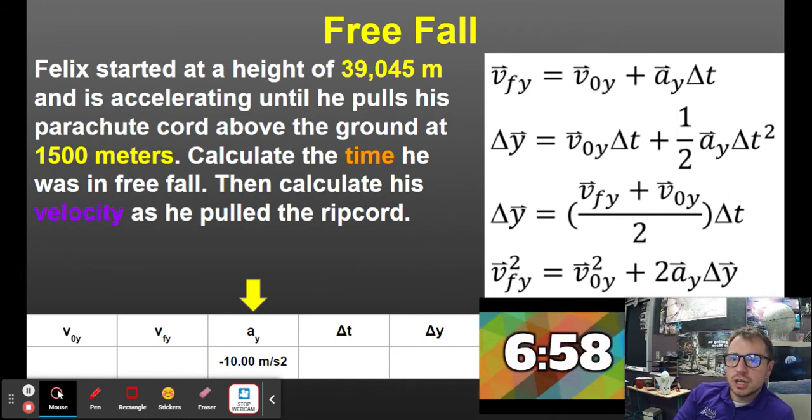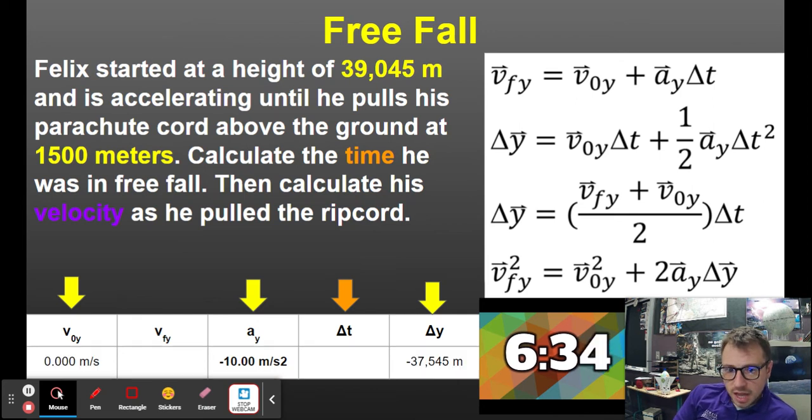free fall. Felix started at a height of 39,045 meters, and he's accelerating until he pulls his parachute cord at 1,500 meters above the ground. Calculate the time he was in free fall, then calculate his velocity as he pulled the ripcord. I'm going to have a delta t here. I'm looking for the time interval it takes because he was just in free fall, so we can ignore the atmosphere. I know the height.